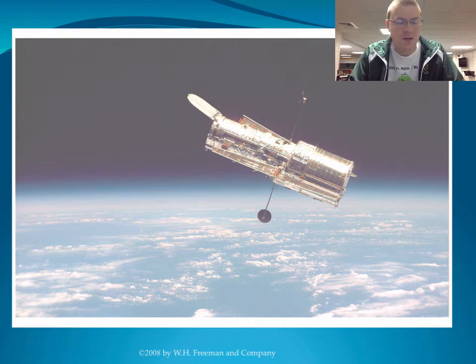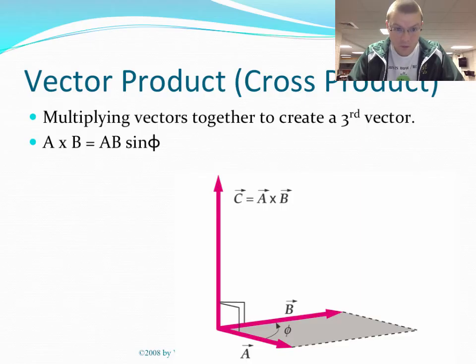Before we get into this concept, we've got to understand one thing. We need to understand the vector product, or the cross product. We did something similar to this before with the dot product, but in this case we're multiplying two vectors together to create a third vector. So taking vector A and crossing it with vector B, that's what the x means, you can find vector C. Another way to solve for that is to do the magnitude of A multiplied by the magnitude of B multiplied by the sine of the angle between them, that angle phi.